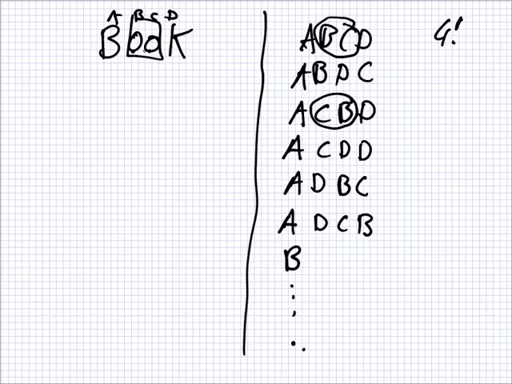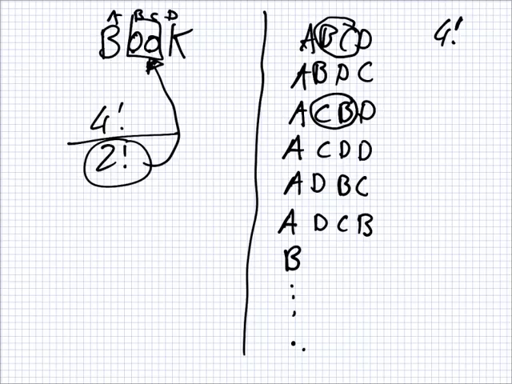So what you do in this situation is 4 factorial, but you need to divide by 2 factorial because that's how many ways you can repeat the OO. It can be rearranged 2 ways.